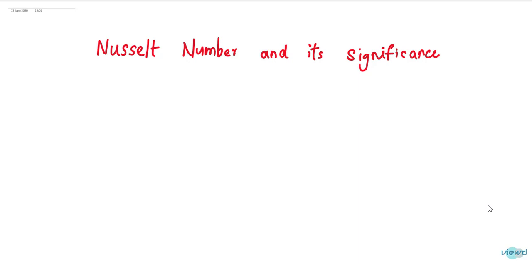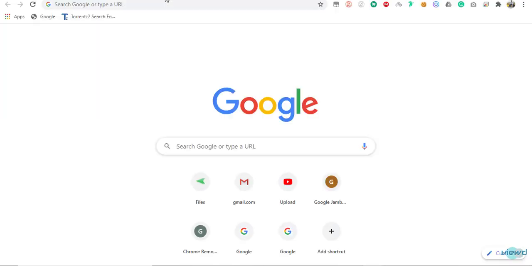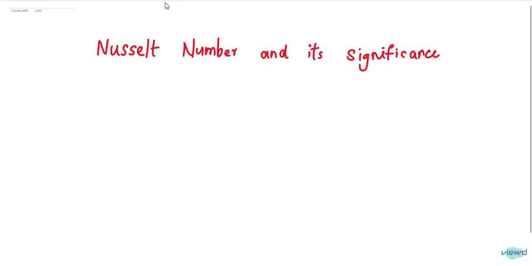This is another important interview question, that is, what is the Nusselt number and what is its significance? So here, if you are asked this question, what is the Nusselt number? You will be saying hL/k. So the interviewer will say that I did not ask you the formula. I asked you what is the Nusselt number.